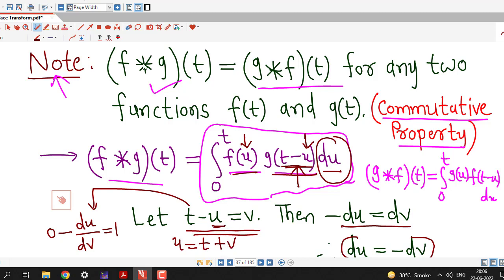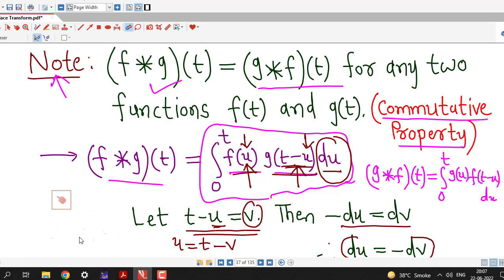From this, not t plus v, if we consider u on the right-hand side, we have u equal to t minus v. So this u will be replaced by t minus v, t minus u is replaced by v, and du is replaced by minus dv. And here the limits of u are from 0 to t, so we have to decide the limits of v corresponding to the limits of u.